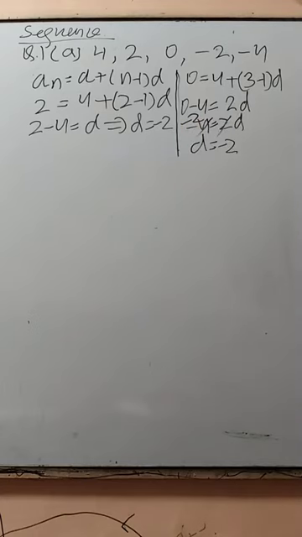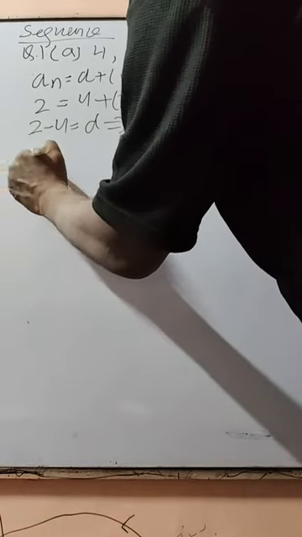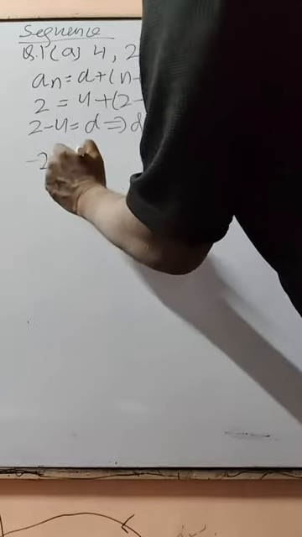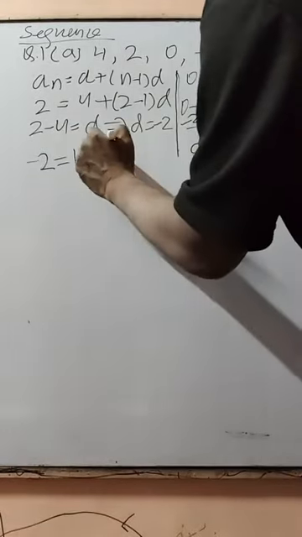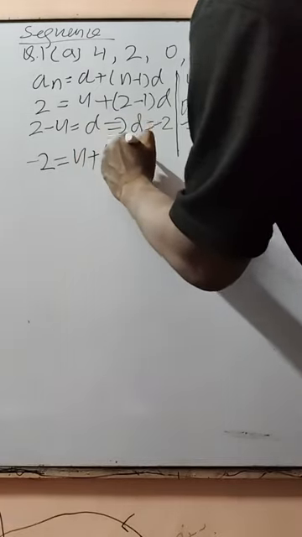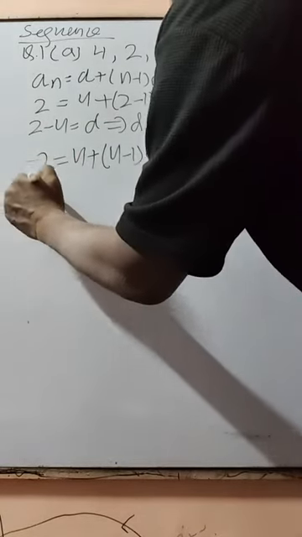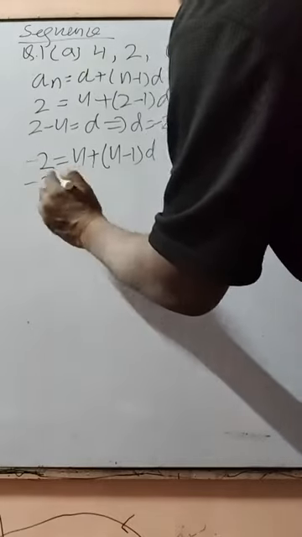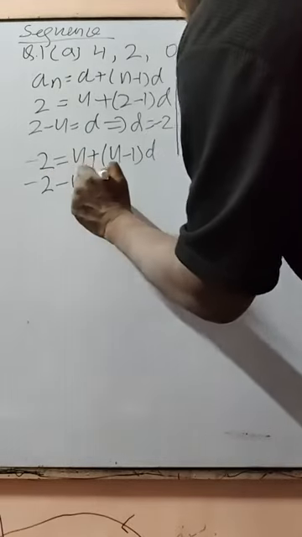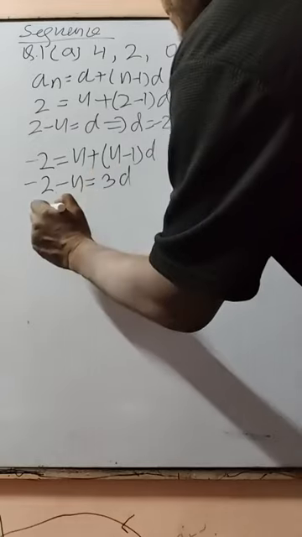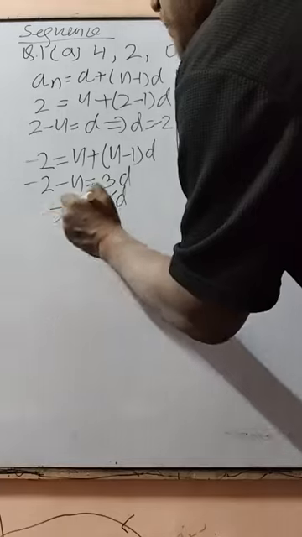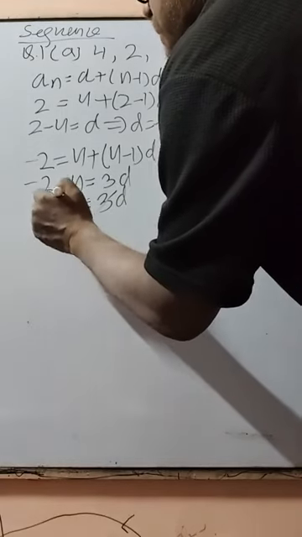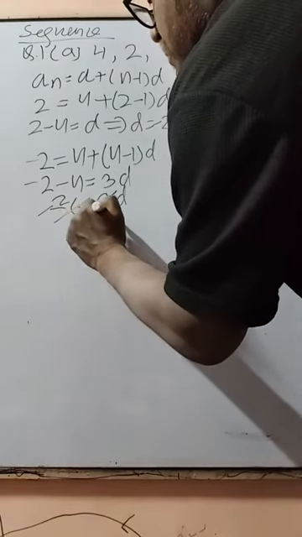And then we take the next term, that is -2. -2 is equal to 4 plus 4 minus 1 into d. So it becomes -2 minus 4 is equal to 3d. So -6 is equal to 3d. So 2 times 3 becomes 6. So d is equal to -2.